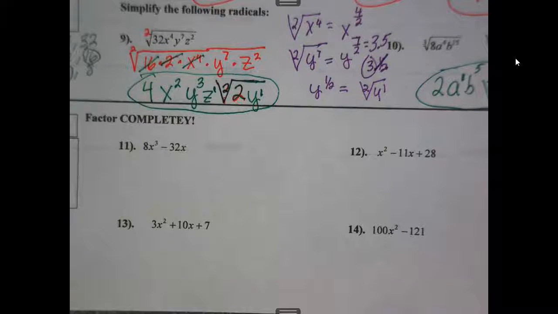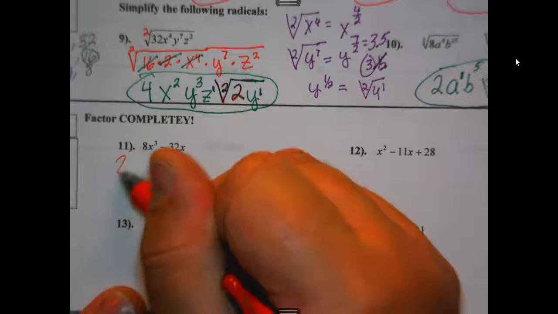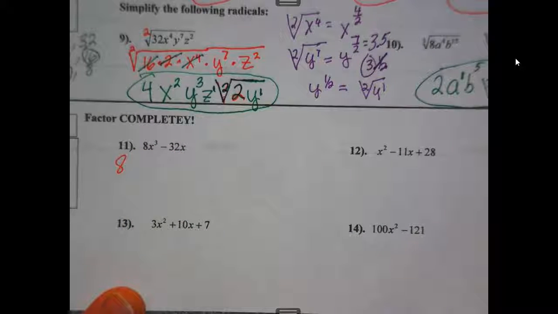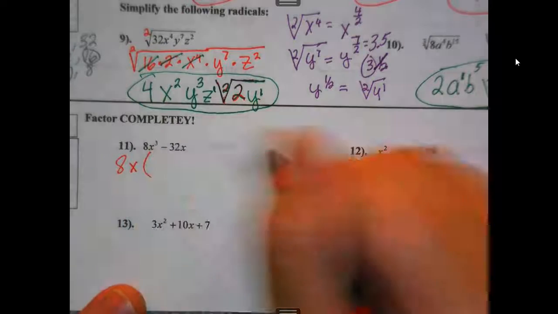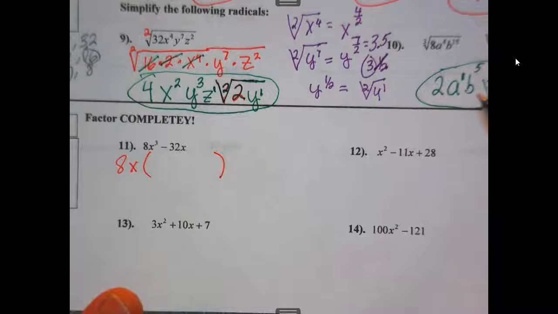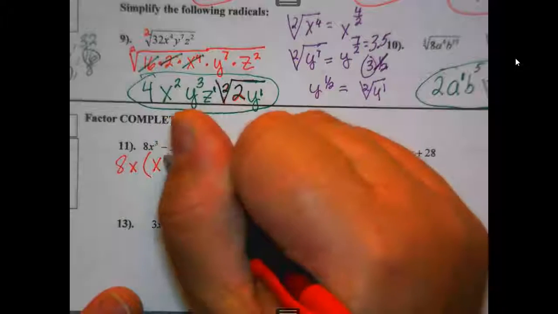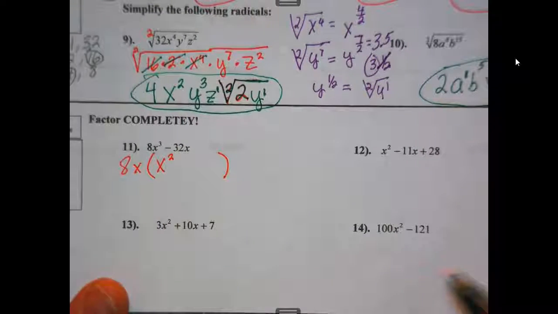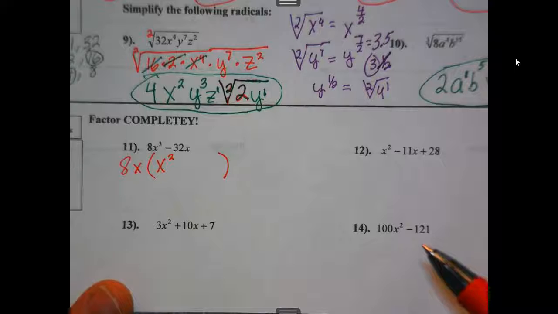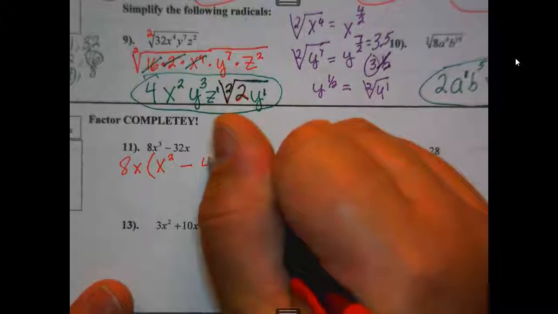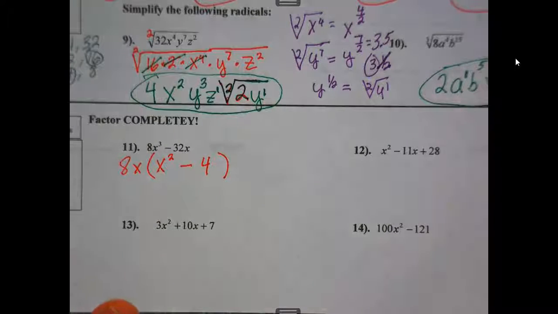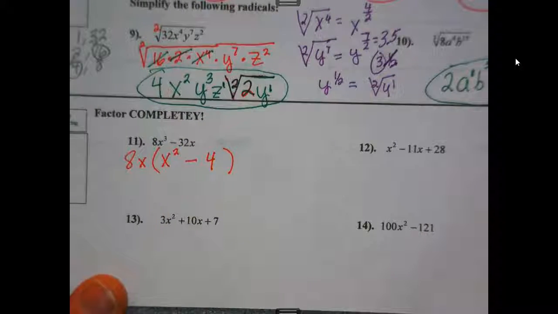All right. So what do I do before I start factoring things? Yes, take out the greatest common factor of each term. What is the greatest common factor of each term? An 8. Anything else? An x. Okay, what's 8x cubed divided by 8x? X squared. What's 32x divided by 8x? 4. Am I done? It says factor completely. Am I done?